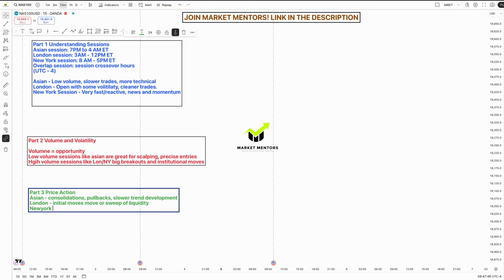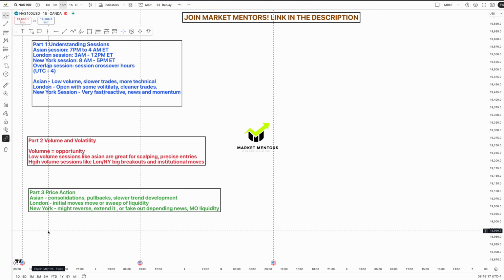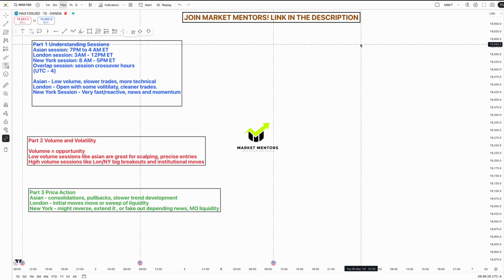And then New York, as I just mentioned, might reverse from London session, or it might extend it or fake out the momentum from London session, depending on things like news and market open. Say MO for market open and market open liquidity. So that'll be it for part 3, just understanding what type of price action can happen in those different sessions.